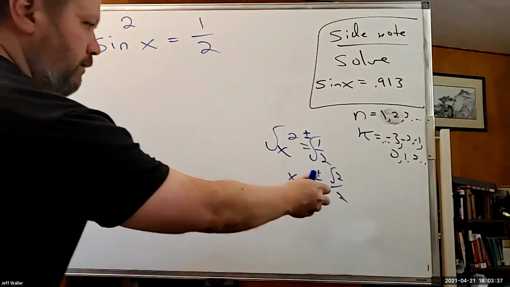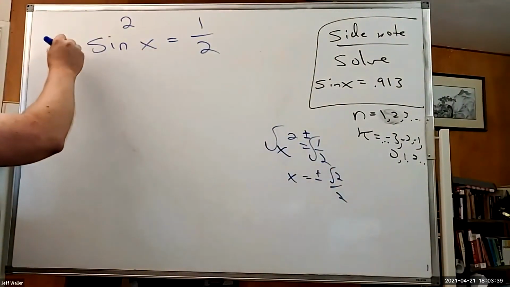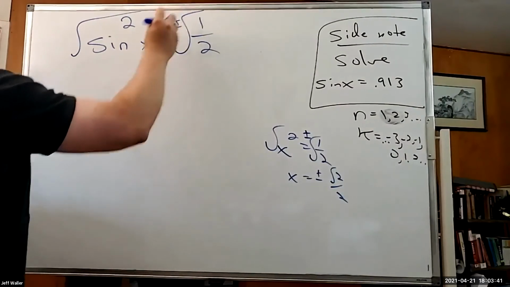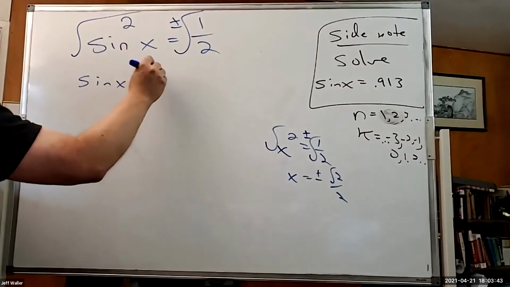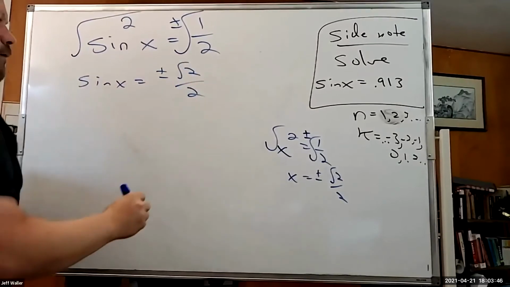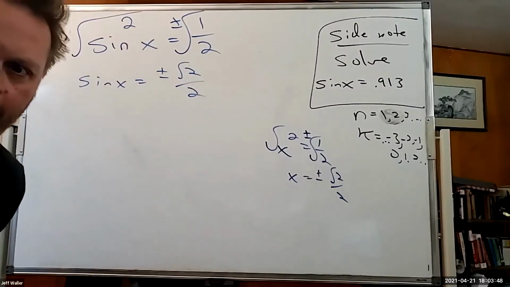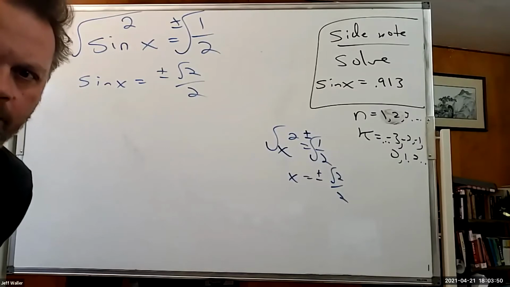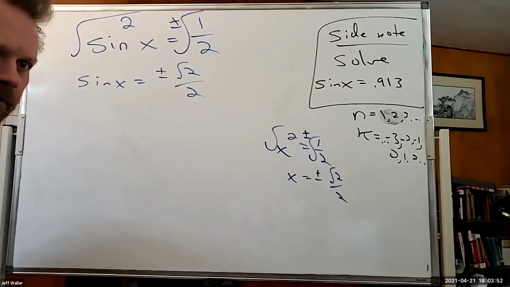Okay. So basically, we do the same thing here, don't we? Square root, plus or minus: sine x equals plus or minus rad 2 over 2. So far, so good? All right, finish it up.